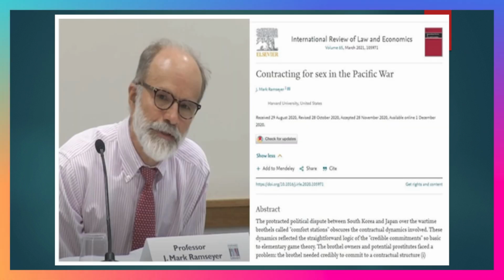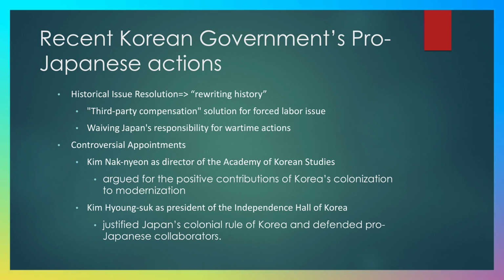And this is his face, and the right side is the journal article he wrote, right? And then, okay, this Professor Ramseyer is a pro-Japanese American scholar, right? But what's appalling is that there are Korean scholars just like him, right? And there's this Korean government. The current President Yoon Suk-yeol, his government is very pro-Japanese, right?